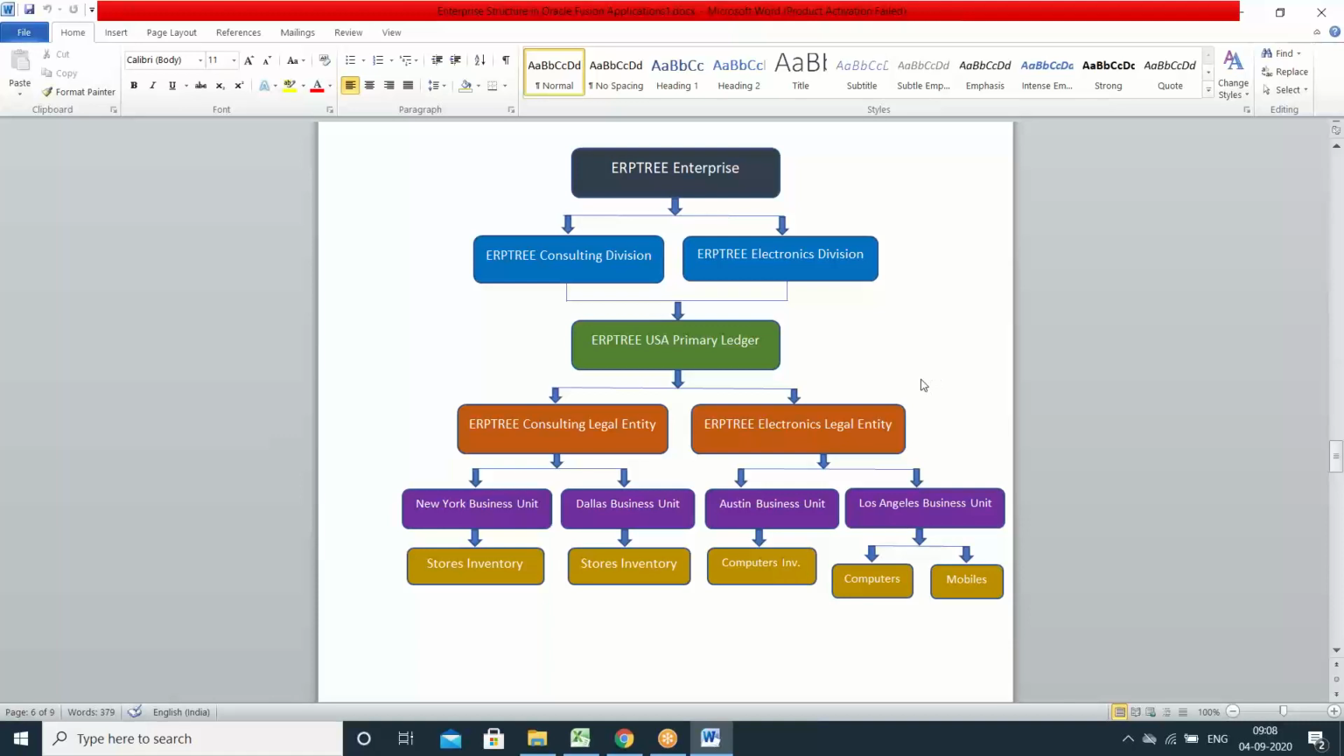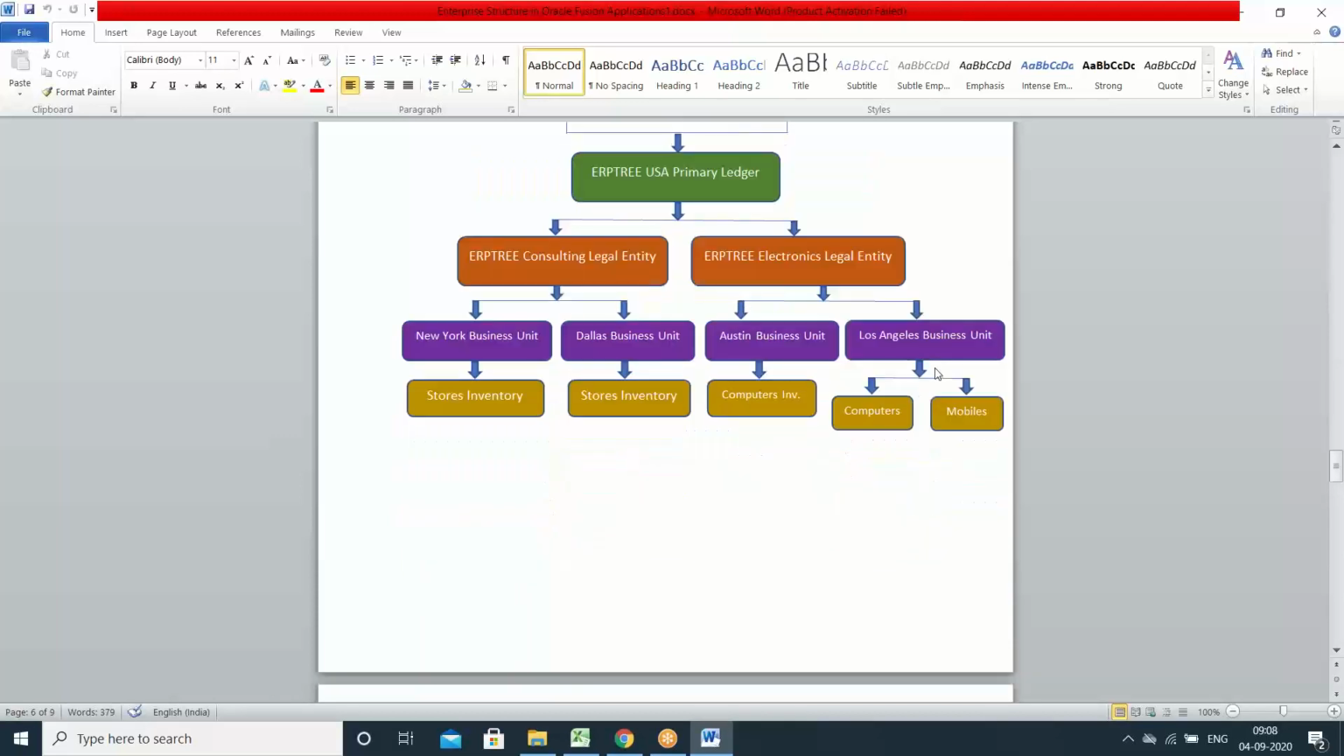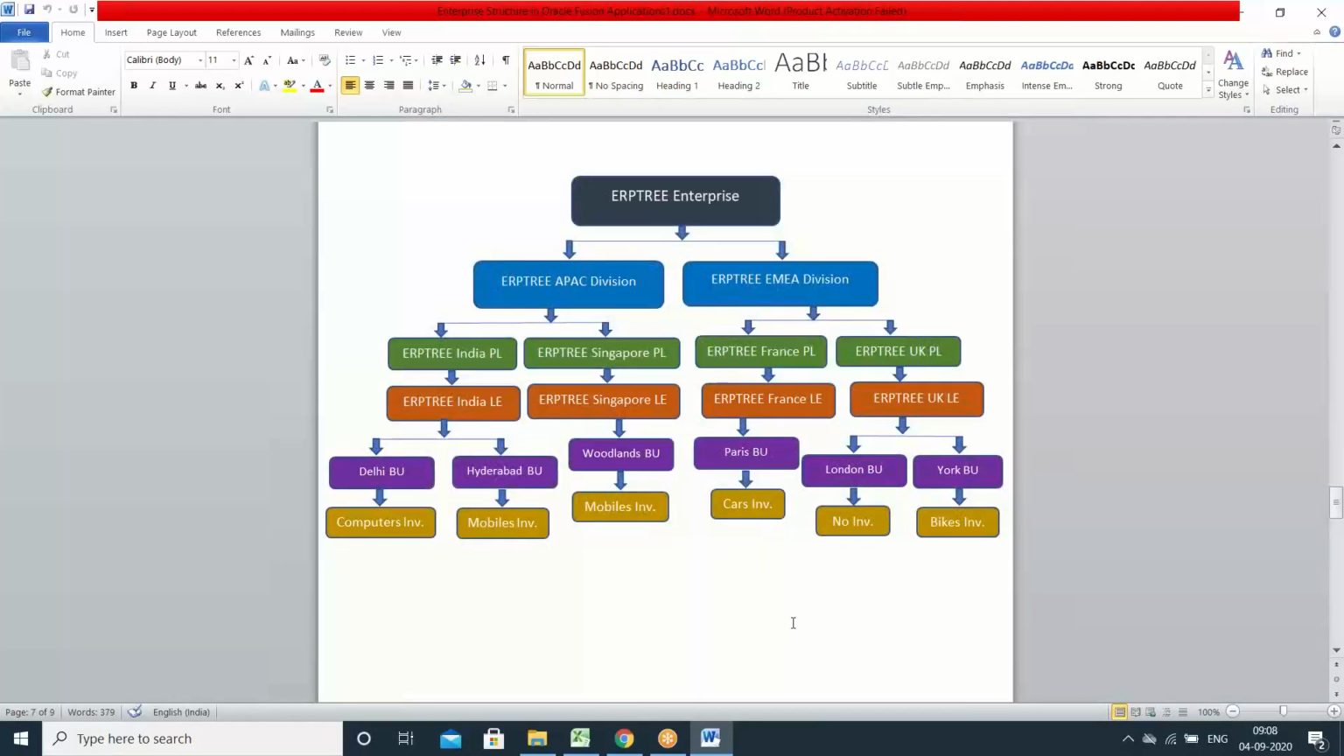Now I'm taking another case. The client is operating the business in 4 countries. In that case, if they want to go with the division and other information, how would that solution look? So here I take the case where the client is operating the business in India, Singapore, France, and UK. If they want to go with the division, they can go with 2 different divisions. India and Singapore fall under the APAC division, and France and UK under the EMEA division. They can have 2 different divisions based on the classification of the countries.